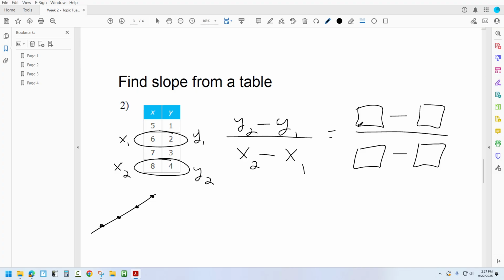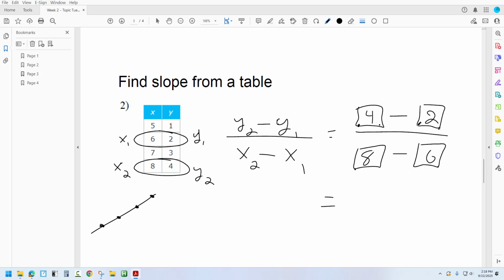What's going to go in the upper left box? Yep, Y2, which is 4. How about the upper right box? 2, good. How about lower left box? 8. And what about the lower right box? 6. Okay, so let's see what we get.